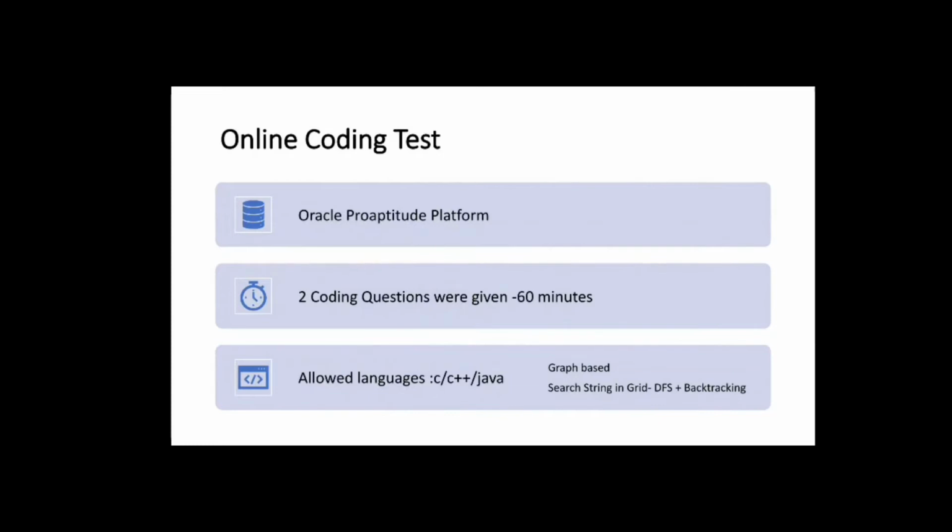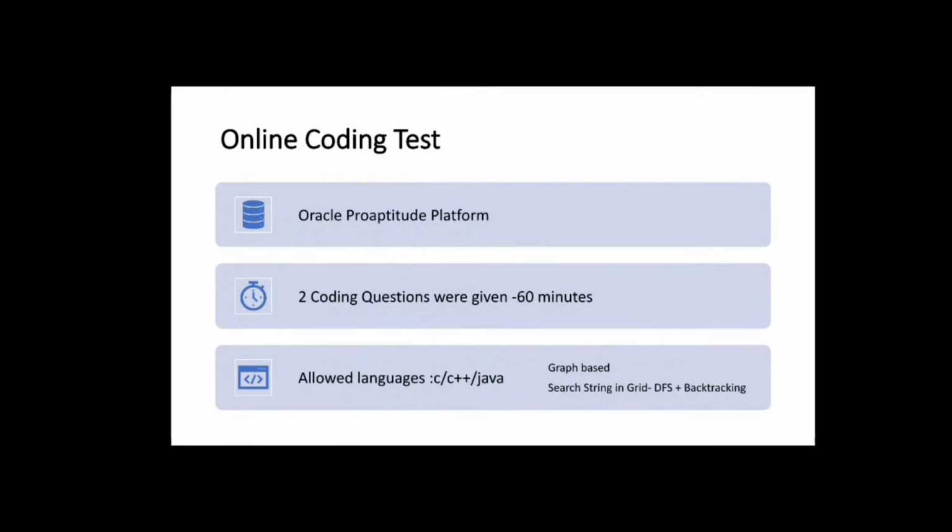The second round was the online coding test. It was conducted on the same Oracle Pro Aptitude platform, and they gave 2 coding questions, and the allotted time was 60 minutes. Only 3 coding languages were allowed, and not all versions of C++ or Java are allowed. Only the basic versions of C++ and Java are allowed. The programming languages allowed were C, C++, and Java.